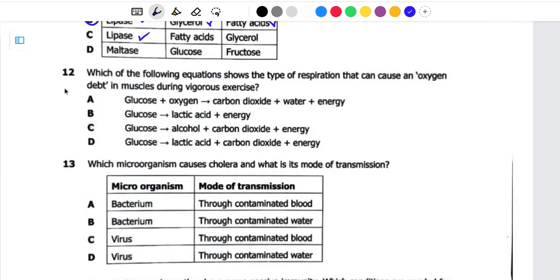Then question 12 is saying which of the following equations shows the type of respiration that can cause an oxygen debt in muscles during vigorous exercise. During vigorous exercise, anaerobic respiration is going to occur. When it occurs in the muscle, lactic acid and energy are produced. But when it occurs in yeast during fermentation, alcohol, carbon dioxide and energy are produced. So this one is for the yeast, and this one is for the muscles. That is one thing that you need to know. So the answer is just going to be B. If the question is talking about the yeast, the answer is going to be C.